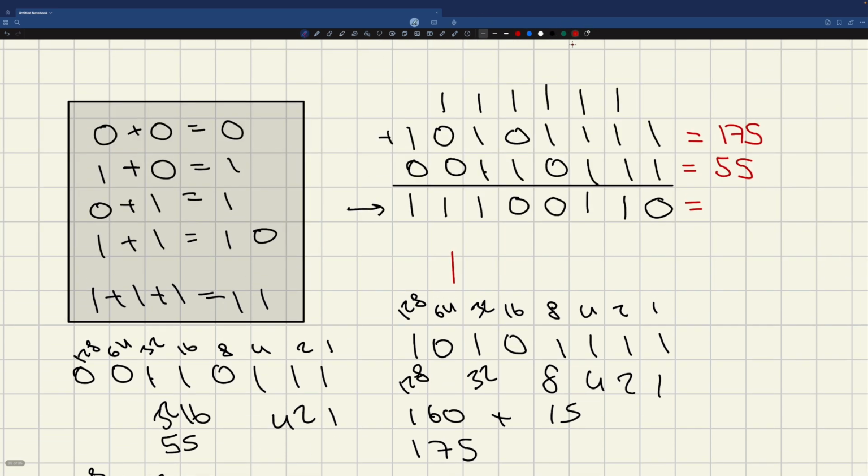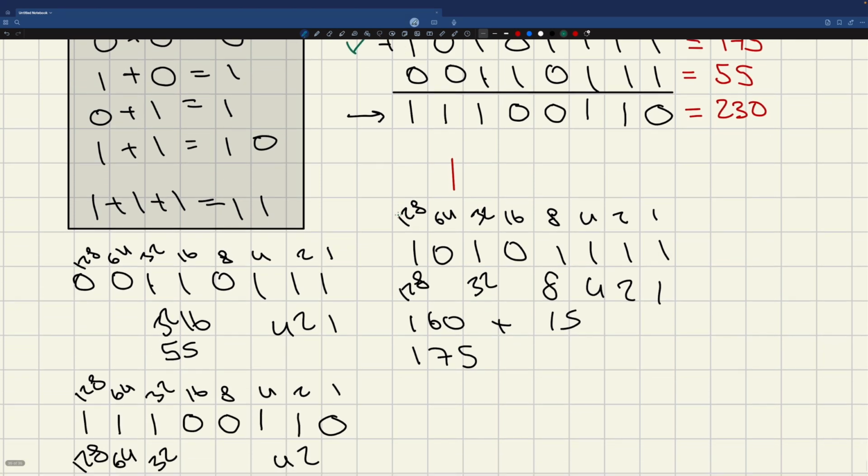And we got 230. So now what we can just check is we can say, okay, well, is 175 plus 55 equal to 230? And yes, it is. So we did the binary addition correctly. Put ourselves a nice green tick. So yeah, that is binary addition.